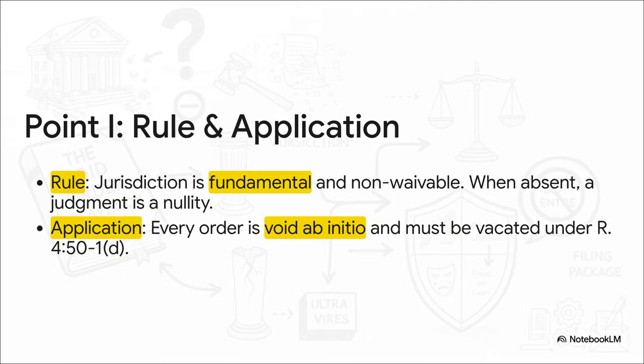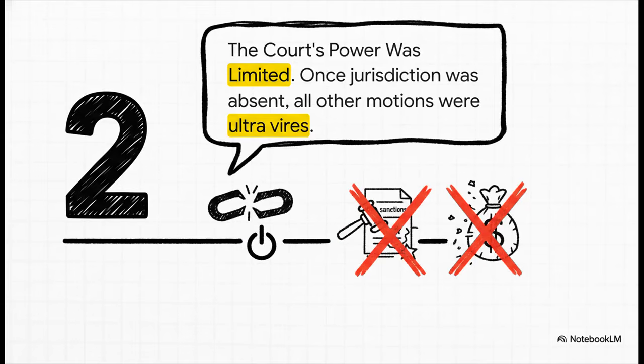So here's how you do it. You state the rule. Jurisdiction is absolutely mandatory. Then the application. Since the court didn't have it, its orders aren't just wrong, they're nothing. And therefore, they have to be officially vacated, basically erased from the record, under the court's own rules for fixing these kinds of problems.